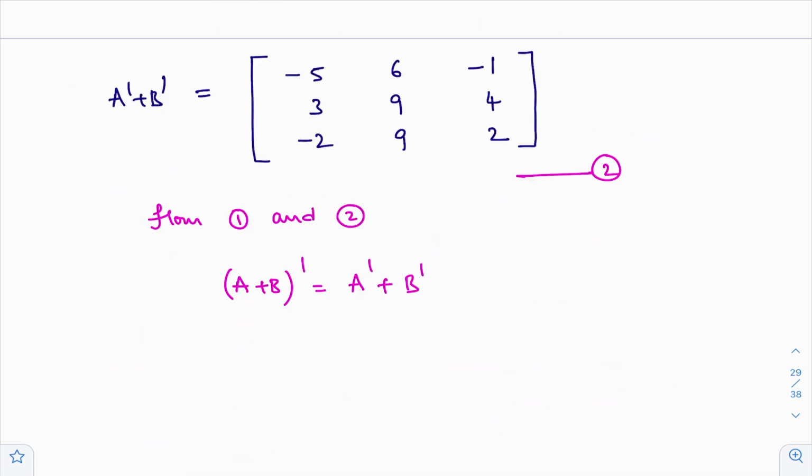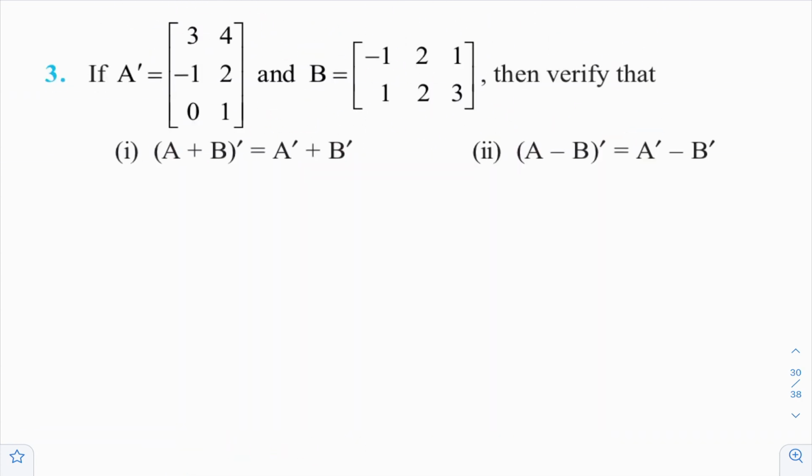Okay. Now we'll move to the third question. You see this third question is also very similar to that second question. Here what I'll do is the second bit instead of the first bit.